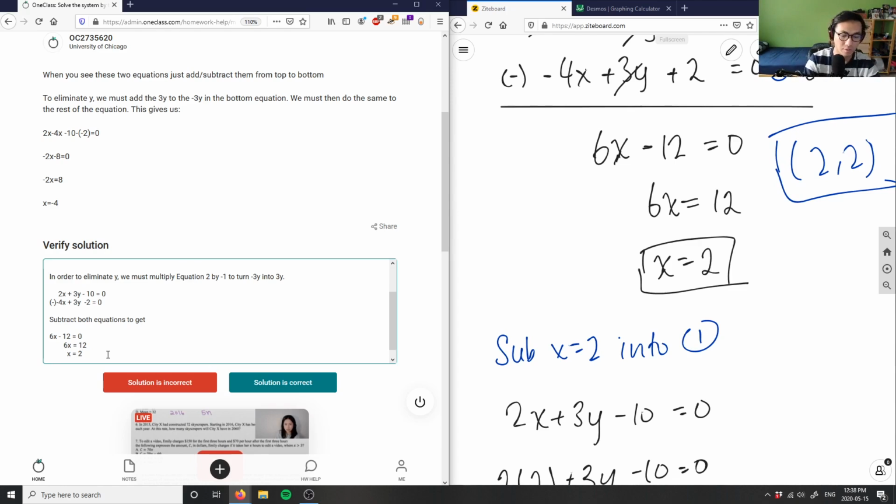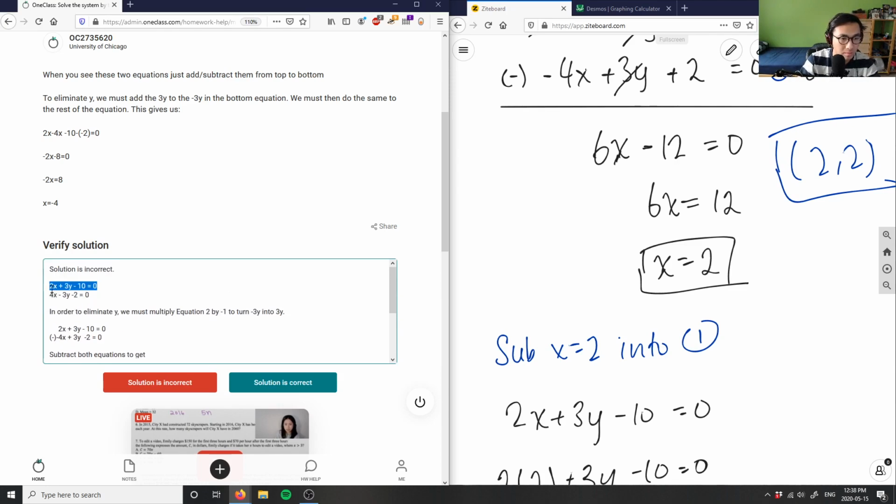And then what we can do is sub x equals 2 into equation 1. So we get 2x plus 3y minus 10 equals 0. And we can say 2 times 2 plus 3y minus 10 here equals 0. 4 plus 3y minus 10 equals 0.